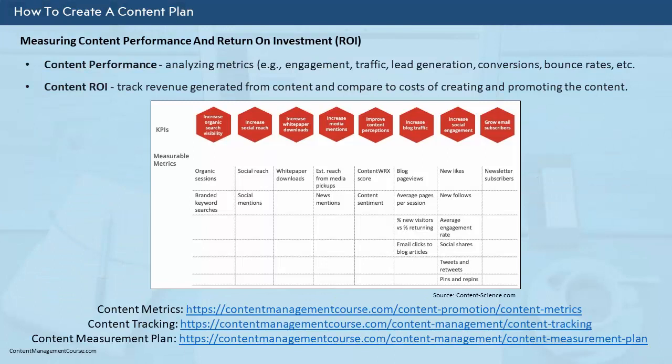The next step in creating your content plan is to include ways to measure content performance and content ROI, so you can see which parts of the plan are working and which areas will need improvement. With content performance, we want to set up metrics to measure and analyze our content's performance in areas like engagement, traffic, lead generation, conversions, bounce rates, and so on.